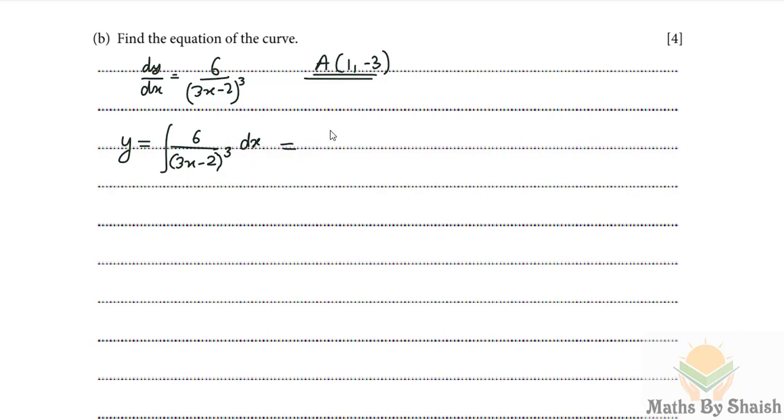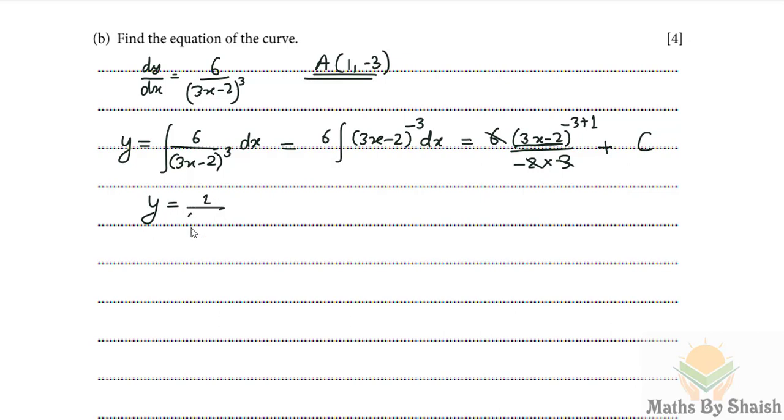So we can rewrite it as the integral of 6 times (3x minus 2) to the power minus 3 dx. So it is 6 times (3x minus 2) to the power minus 3 plus 1, that is minus 2, so we will divide by minus 2, and we will multiply by the derivative of this. The derivative of this is 3, so we will divide by 3 here, plus the constant of integration c. So 2 3s are 6 and the 6 cancels, so we get y as 1 over (3x minus 2) to the power 2, because this is minus, so we take it in the denominator so that it becomes plus, equals minus, plus c.